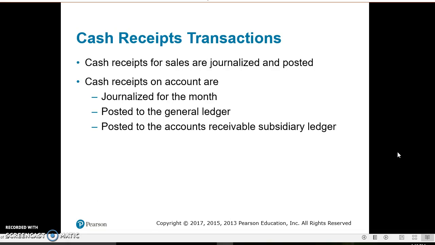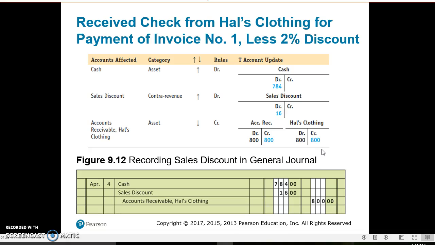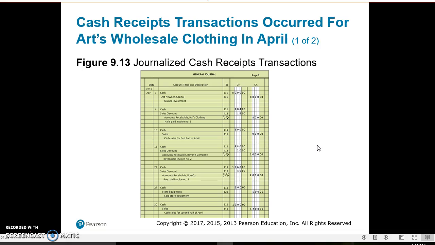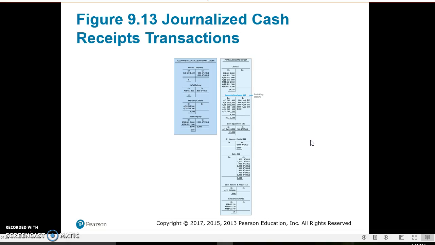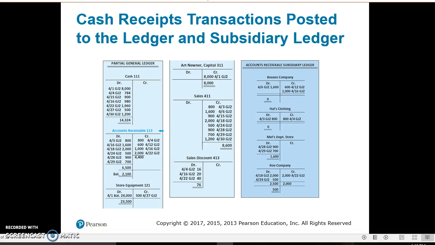Sales receipt transactions are actually journalized and posted. If there are cash receipts on account, you're going to journalize for the month, post to the general ledger, and then post to the subsidiary ledger also. They give you a lot of really good examples to look at and see how things go. The book does also, and so does this PowerPoint. So you can walk yourself through and see how they did the posting and how things look and work.